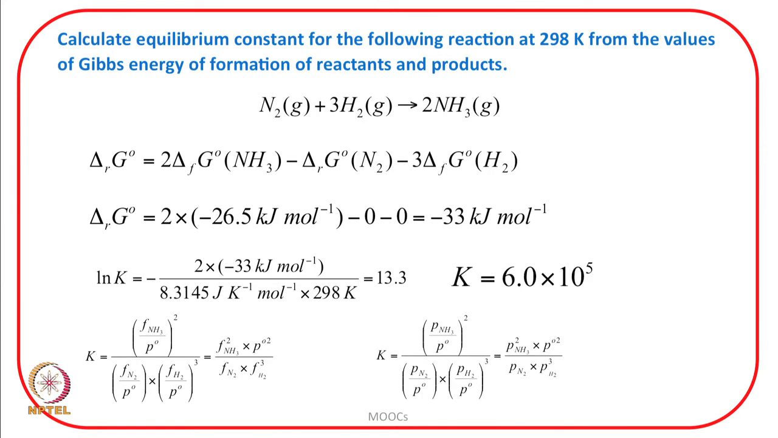So, what we have discussed in this lecture is how to derive a general relationship between the standard reaction Gibbs energy and equilibrium constant. We also discussed that thermodynamic equilibrium constant is a unitless quantity, a dimensionless quantity, because the equilibrium constant is actually a ratio of activities for the products and the reactants. And since activities are dimensionless quantities, therefore, the equilibrium constant is also a dimensionless quantity.